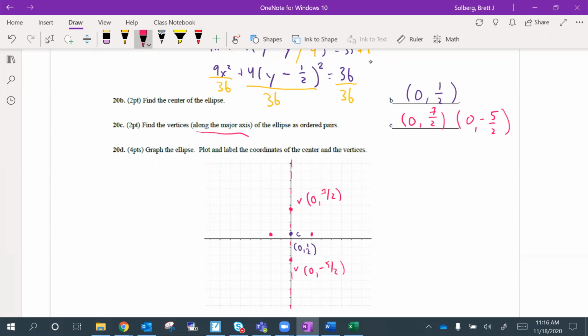Now, does it say anywhere on here about finding the foci? I don't see anything. So that's going to be my ellipse.